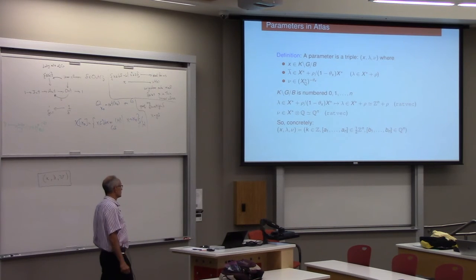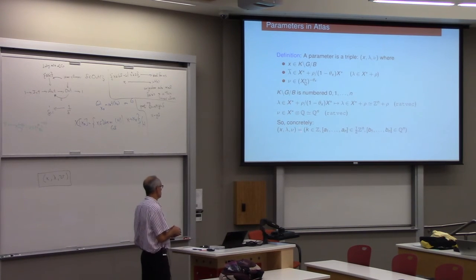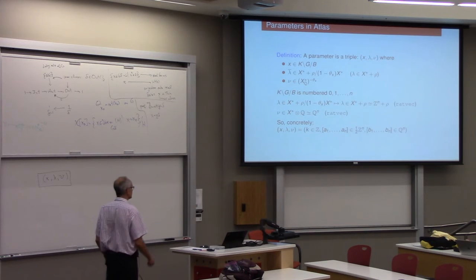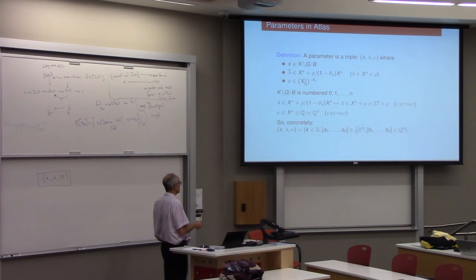Okay? And so just to be concrete, you need to specify an integer, one of these numbers 0 through n minus 1, and a list of half integers. N is meant as the real n. This is a rat vec. The only denominators it has are 2, and then this is an arbitrary rational vector.